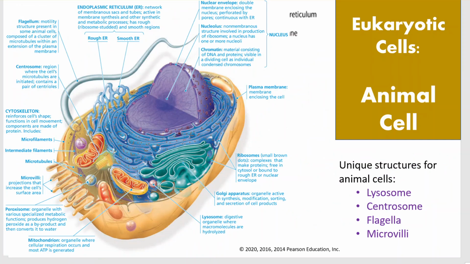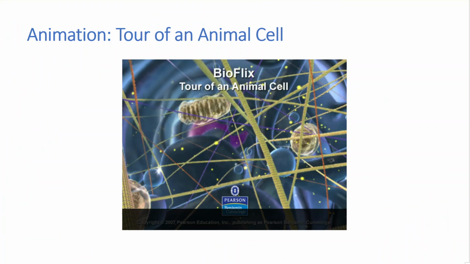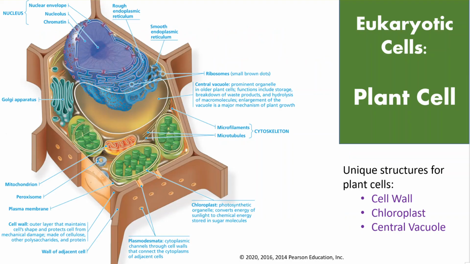So some of these structures will be similar, some of them will be different. Please take time to look at these different structures in your idealized eukaryotic cell, and note here again the unique structures. So these structures are unique for animal cells. And down here we're going to have another image, which is going to be your plant cells. And you can see which ones are unique.